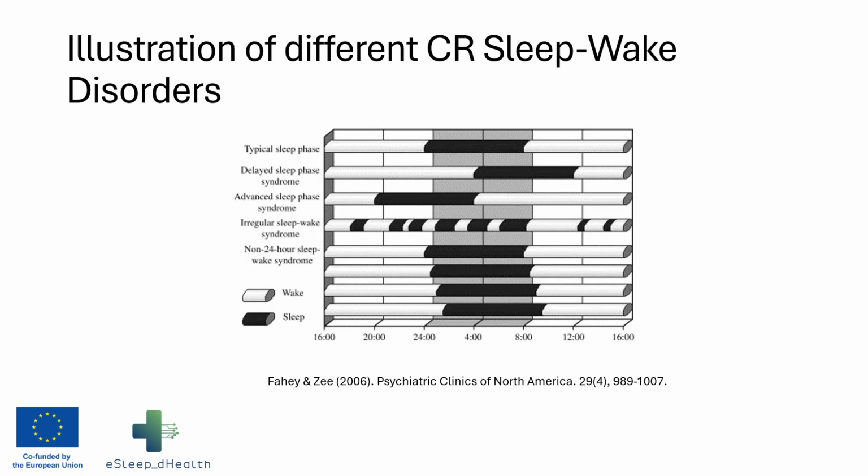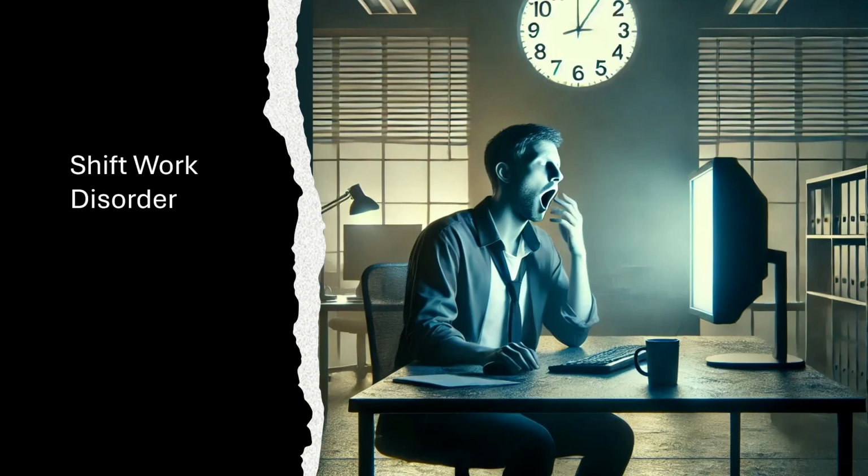I found this infographic, which I thought was a really great illustration of the different disorders that we've just discussed so far. You can see at the top there the typical sleep-wake phase. Then you've got the delayed one underneath that, and the advanced sleep-wake phase disorder beneath that. Then we have the irregular sleep-wake disorder there with the multiple bouts across the 24-hour day. And finally, the non-24-hour disordered person, where it's gradually shifting to the right. And now I'm going to talk about shift work disorder.